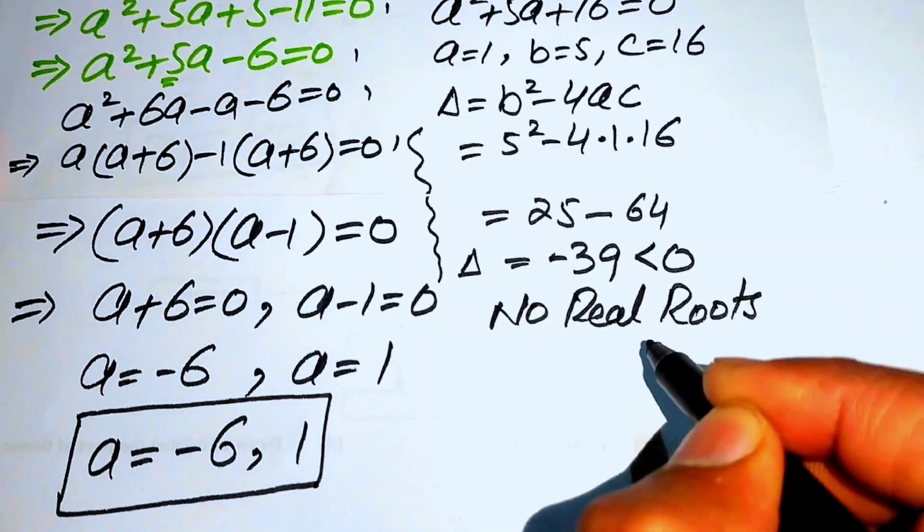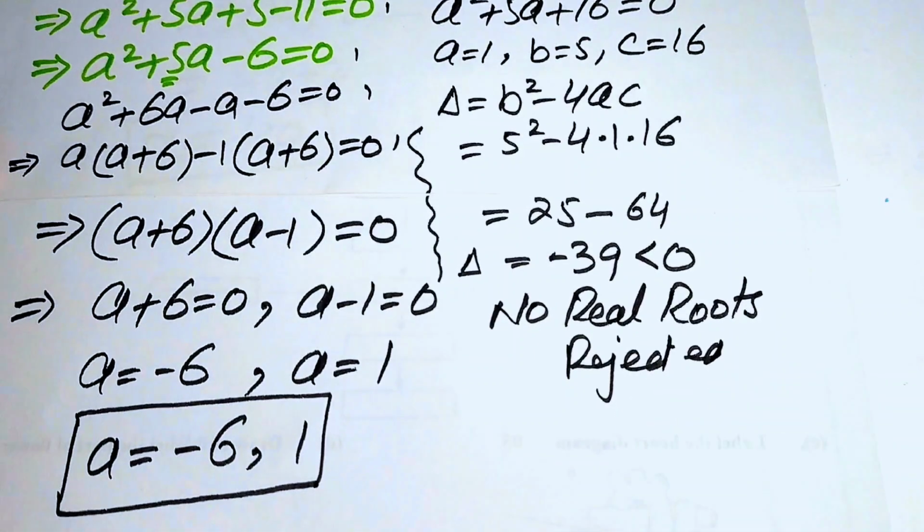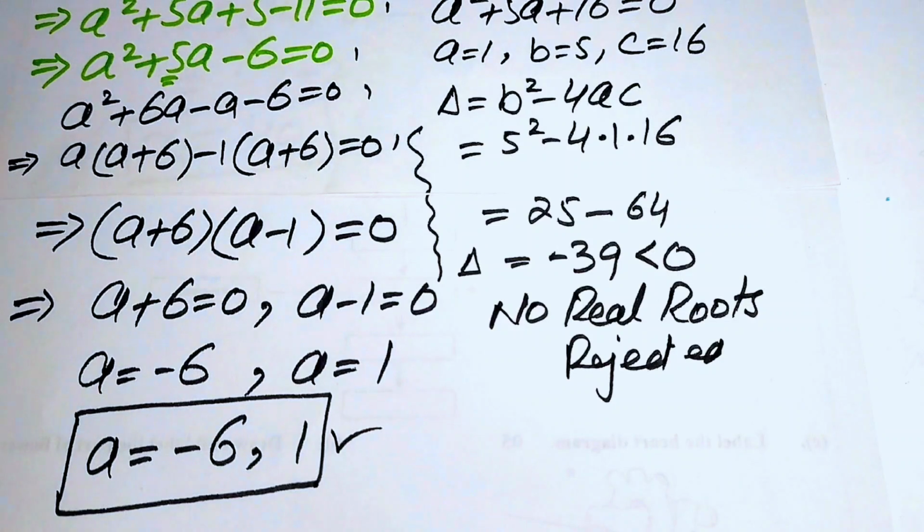So if it has no real roots, then we will reject this case, and we have only two real solutions, and these are minus 6 and 1.